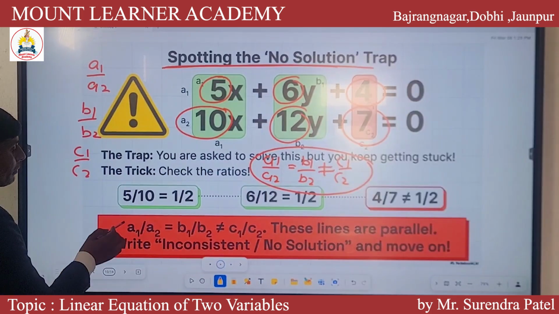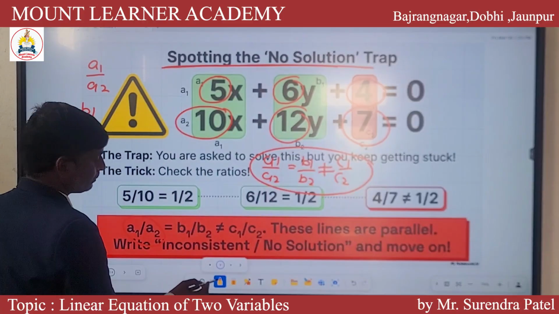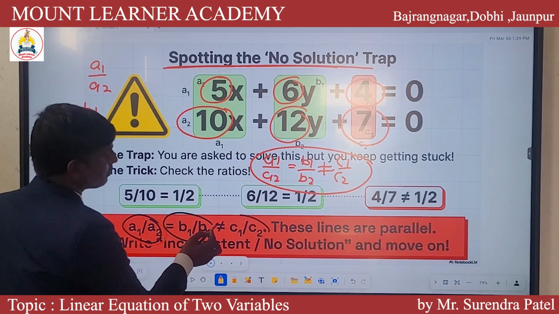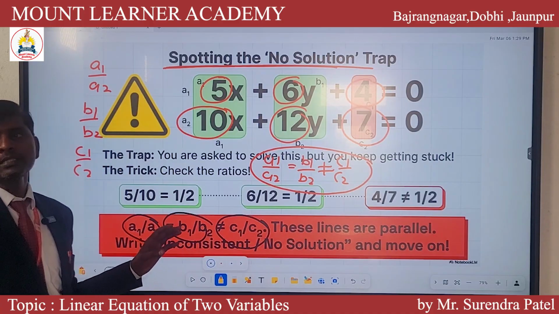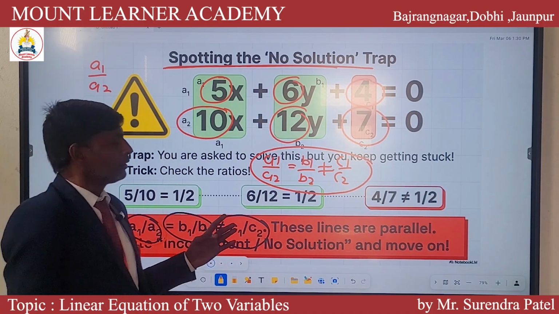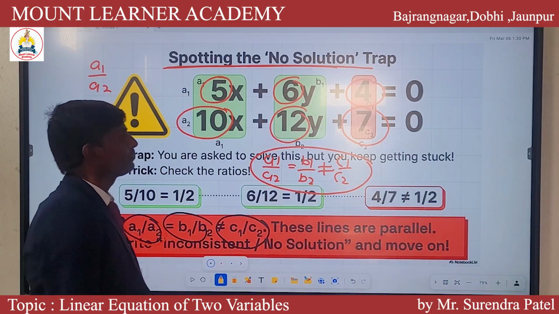That is, a1 upon a2 is equal to b1 upon b2 does not equal c1 upon c2. So this condition is called no solution.